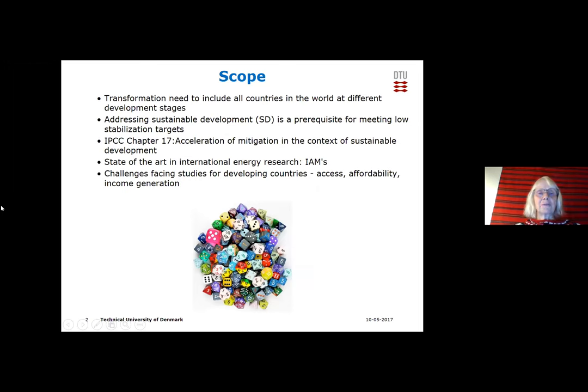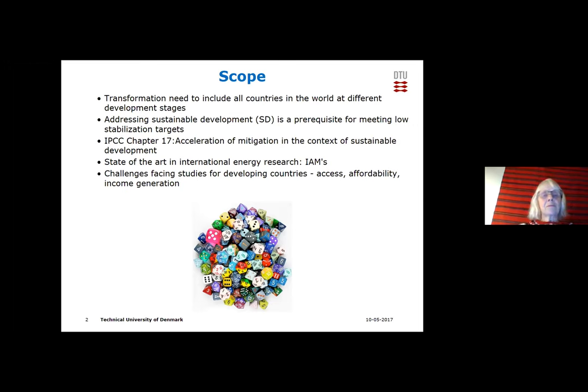My scope is more or less the basic assumption that this transformation to low temperature targets will need to include all countries in the world, high income countries as well as least developed countries, and therefore framing emission reductions into sustainable development is simply the only way we can meet these stabilization targets. And this is why we need to really, as you said very rightly, Nadia, expand our energy modeling perspective to be more on sustainable development, which is quite complicated.